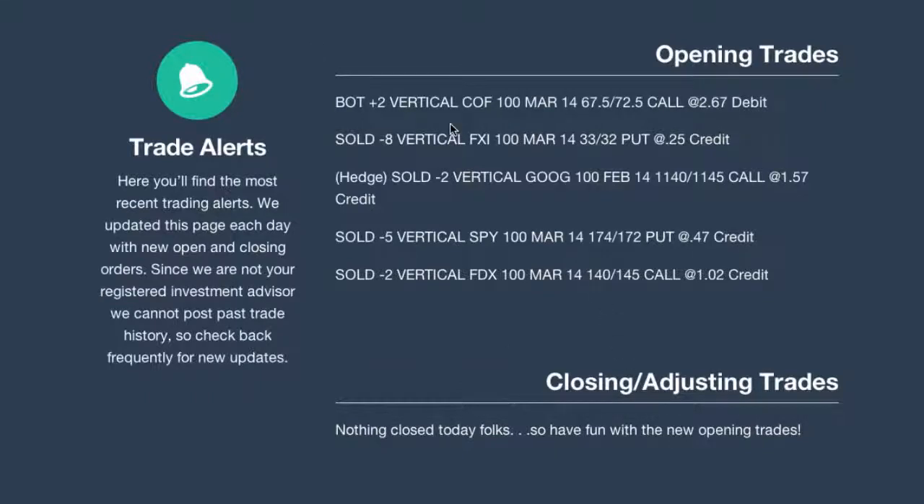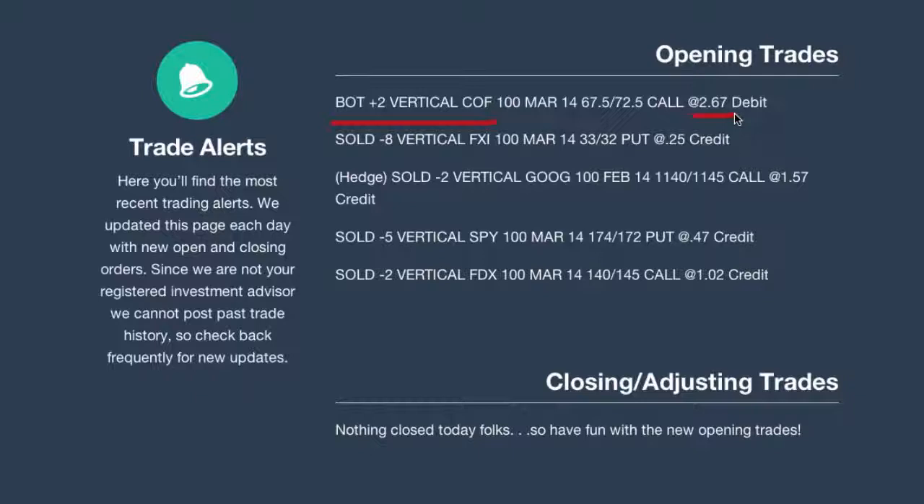But I'll start off with the one directional trade that we made, and that was on COF, or Capital One Financial. And we bought two vertical March 67.5, 72.5 calls. So it was about a $5 wide call spread, and we paid about $267 for those call spreads. So again, this is a directional debit call spread.